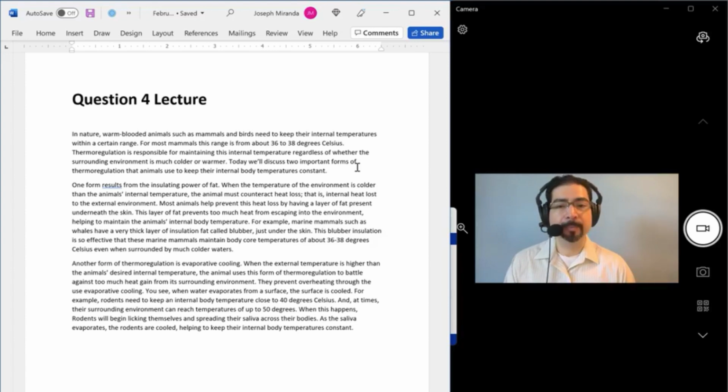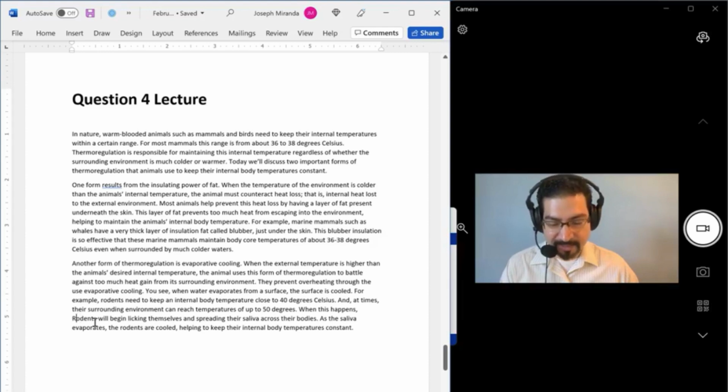For example, rodents need to keep an internal body temperature close to 40 degrees Celsius, and at times their surrounding environment can reach temperatures of up to 50 degrees. When this happens, rodents will begin licking themselves and spreading their saliva across their bodies. As the saliva evaporates, the rodents are cooled, helping to keep their internal body temperatures constant.